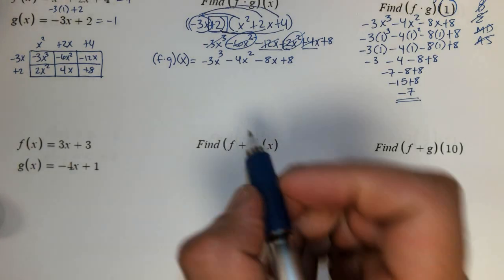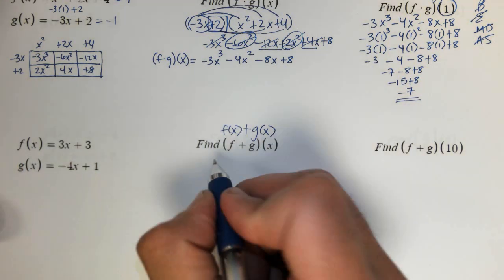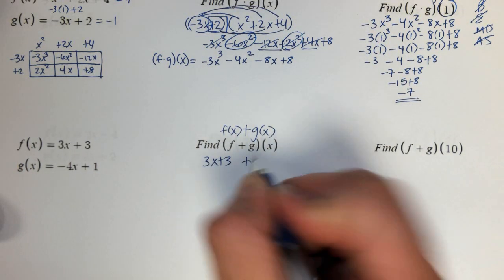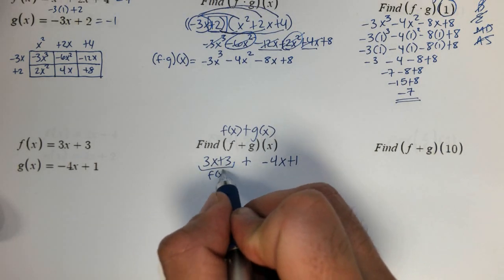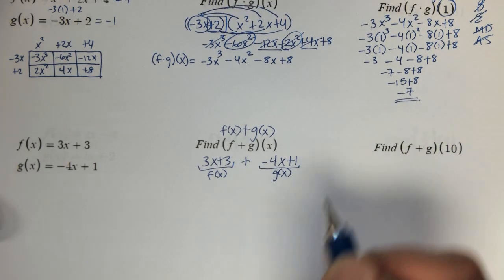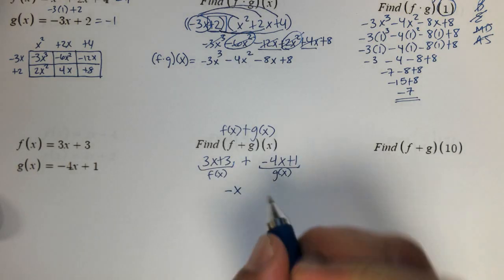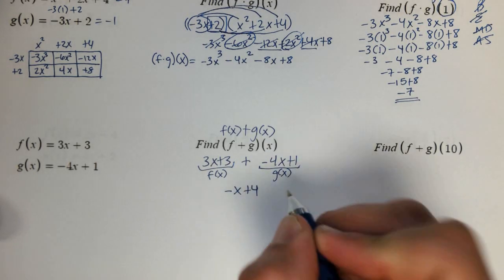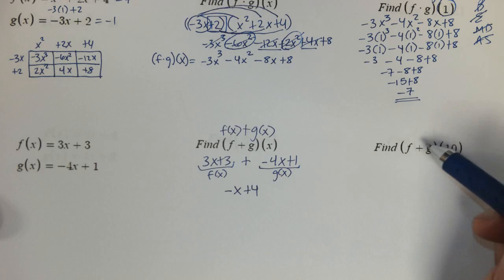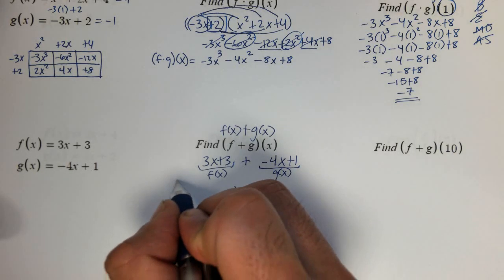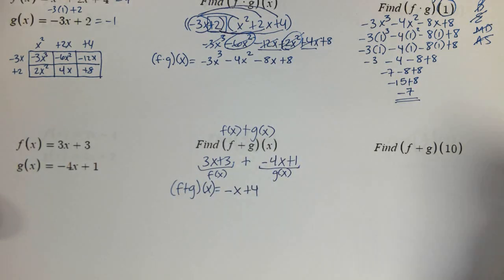Here we're going to do the addition of the two functions, f of x plus g of x. So let's add them. This function is 3x plus 3. And I'm going to add the other function, negative 4x plus 1. This is just f. This is just g. When I add them, 3x plus negative 4x is negative 1x, and 3 plus 1 is positive 4. This is my new function. What is the value of this new function? This is just f plus g. What is the value at 10?